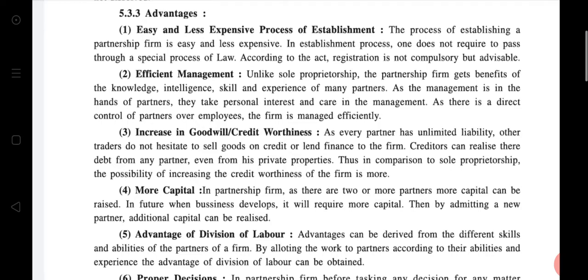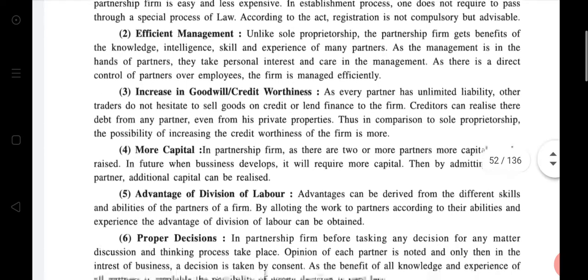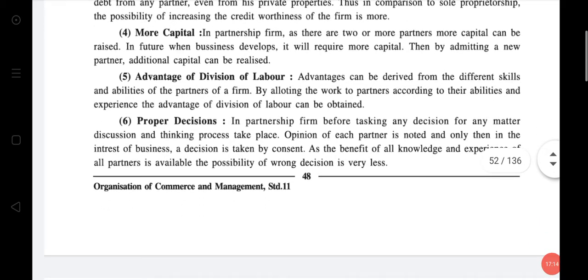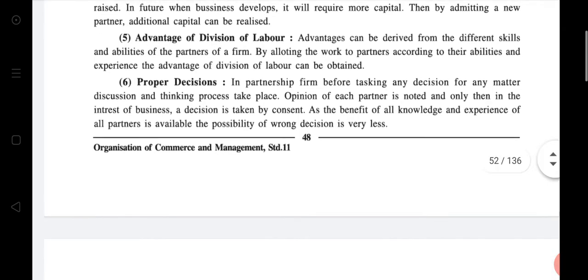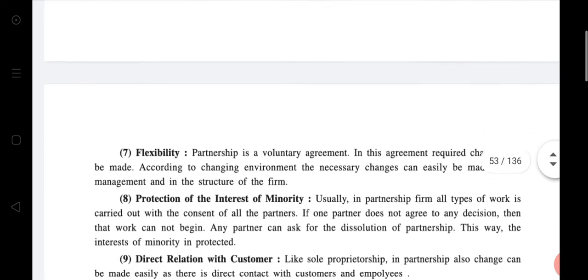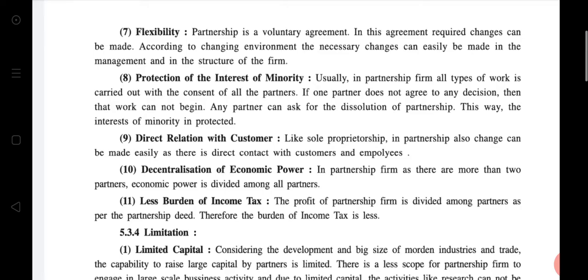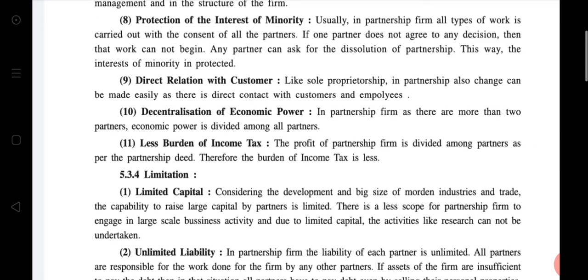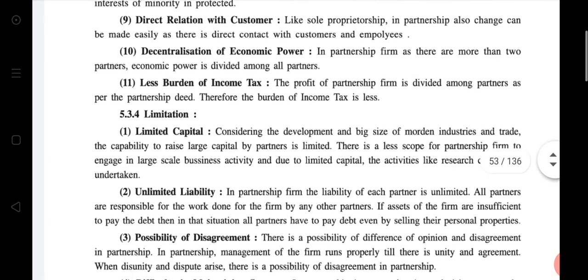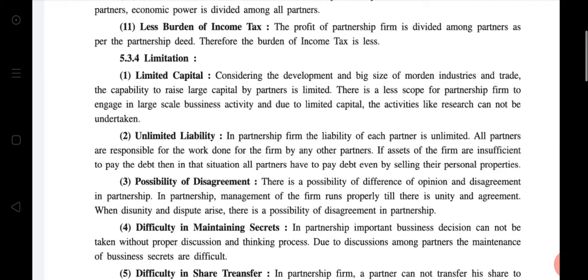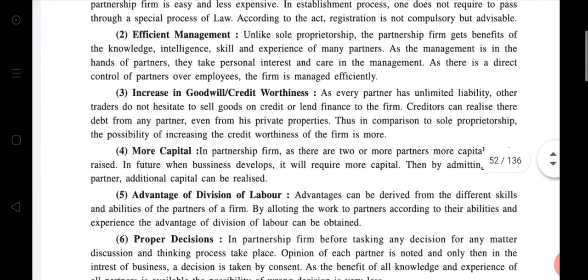First, easy and less expensive process of establishment. Second, efficient management. Third, increase in goodwill or creditworthiness. Fourth, more capital. Fifth, advantage of division of labor. Sixth, proper decision. Seventh, flexibility. Eighth, protection of interest of minority. Ninth, direct relation with customers. Tenth, decentralization of economic power. And eleventh, less burden of income tax. So now I'll explain in detail.